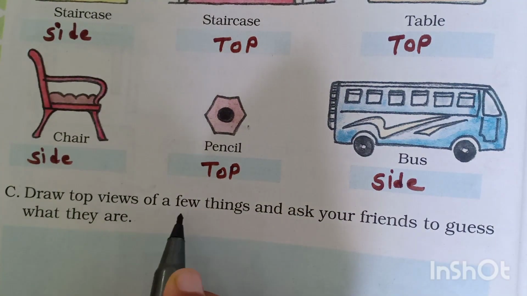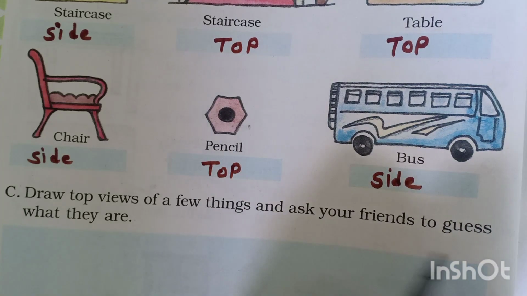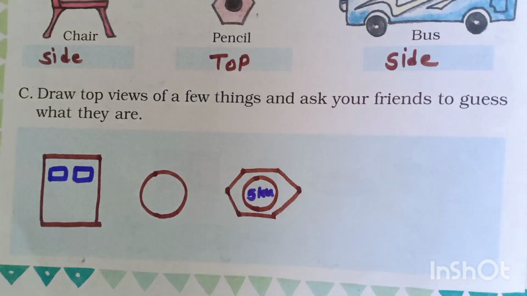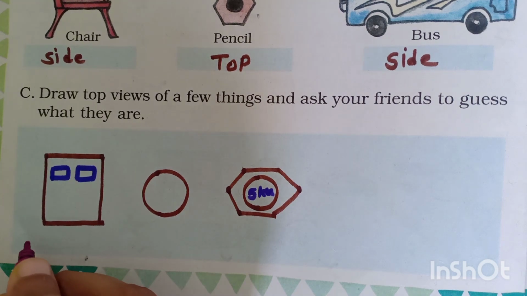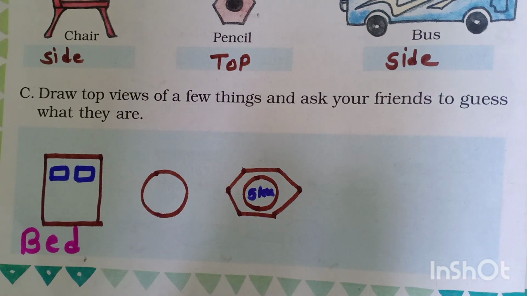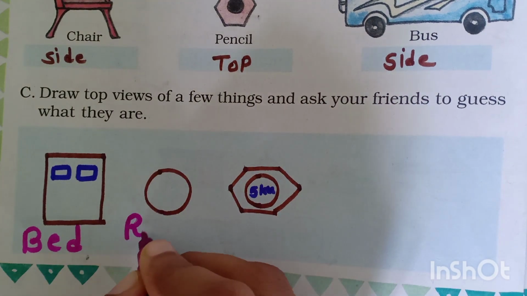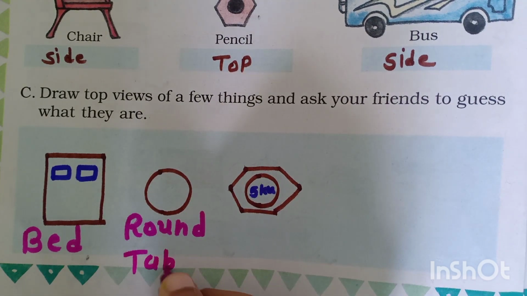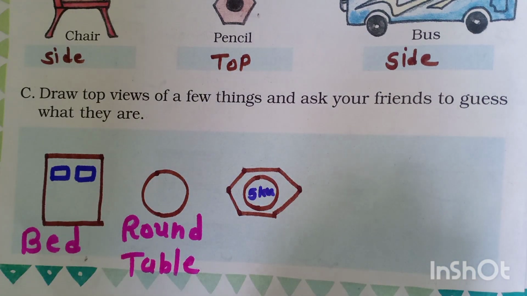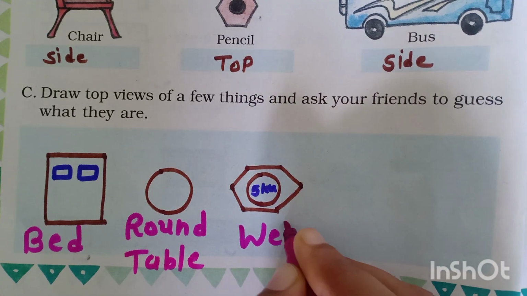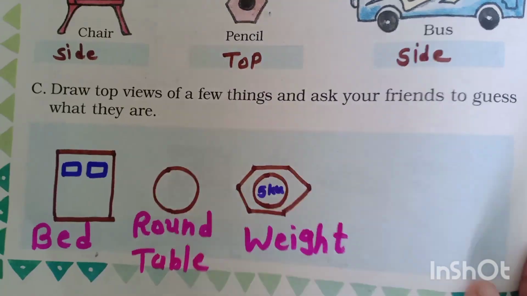Draw top views of a few things and ask your friends to guess what they are. Here I draw three examples. Can you guess? The first one is a bed. The second one is the round table. If you look at a round table from the top, then it looks like this. The third one is a 5 kg weight. Okay, next.